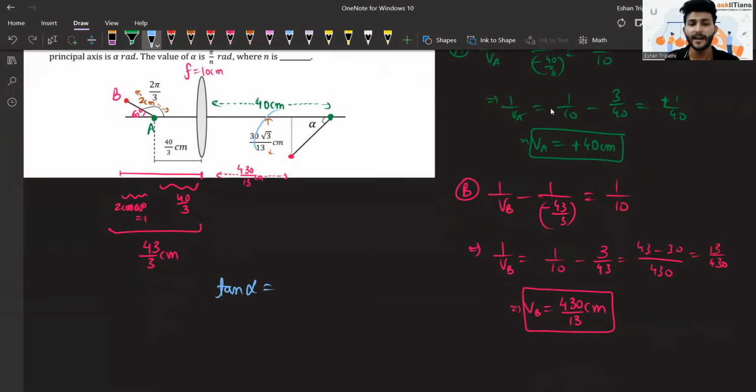Tan alpha is equal to the height, which is 30 root 3 by 13. Now we know where this 13 is coming from. Divided by this width. This we have found. This was already given. So it's going to be 40 minus this length we found, 430 by 13. So when you calculate it, it turns out to be 1 by root 3. That means alpha is equal to pi by 6. So the answer is 6. That value of n is actually 6.